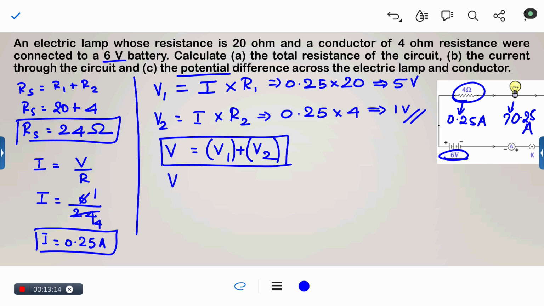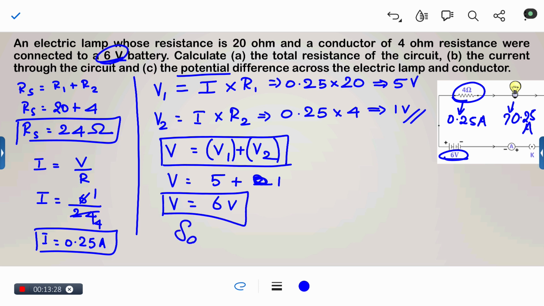So V is equal to what is the value of V1? It is 5 plus what is the value of V2? Sorry, 1. So V is equal to 5 plus 1, 6 volt. So this value and this value need to be same. If it is same, it means the answer we found in all the places is going to be correct.